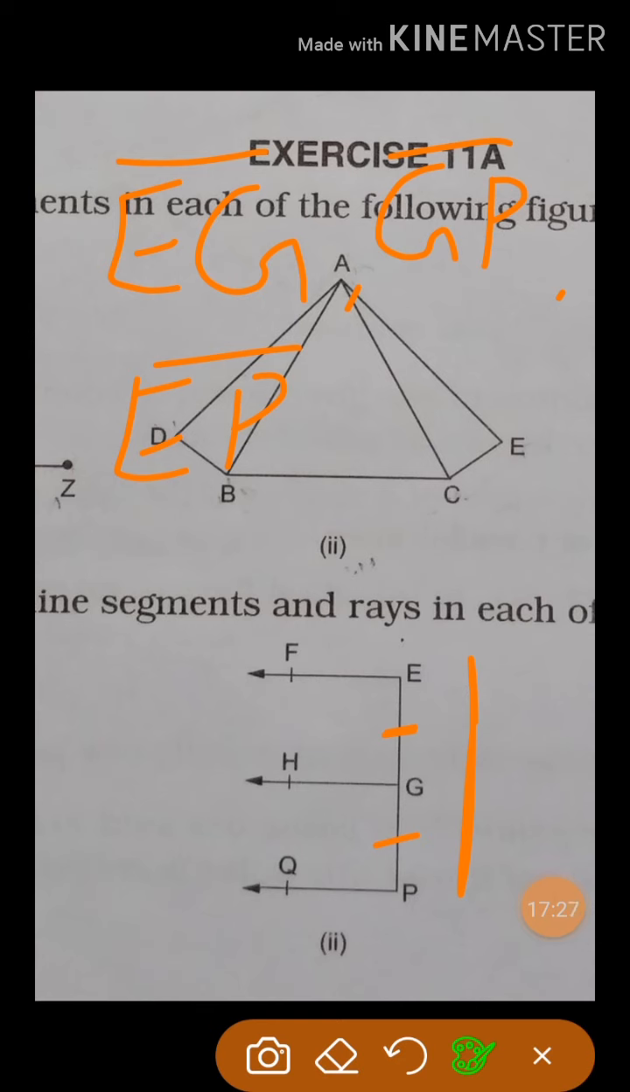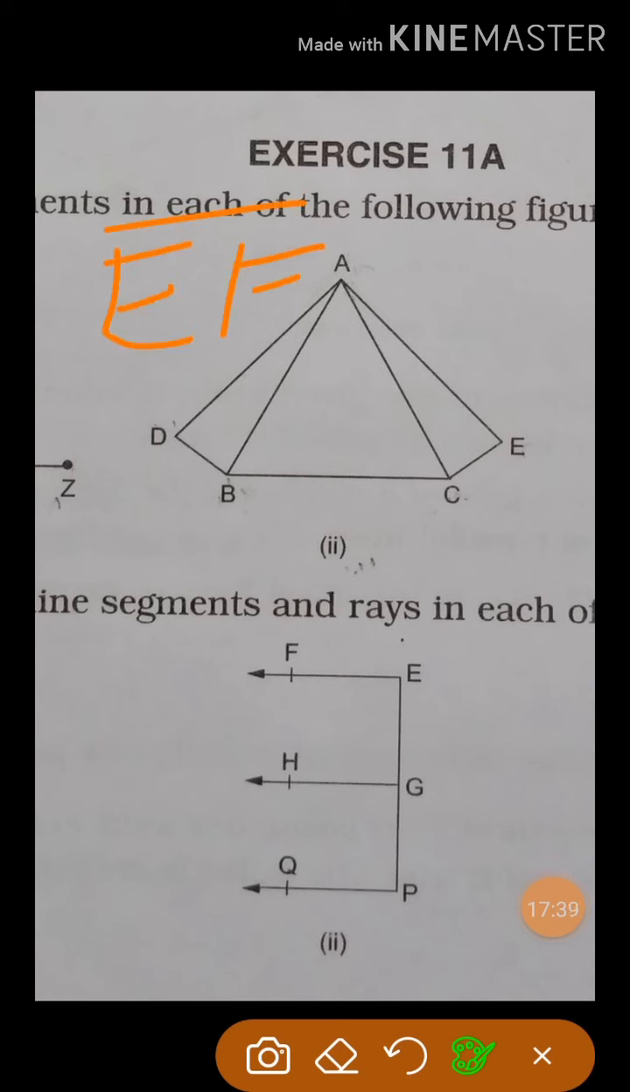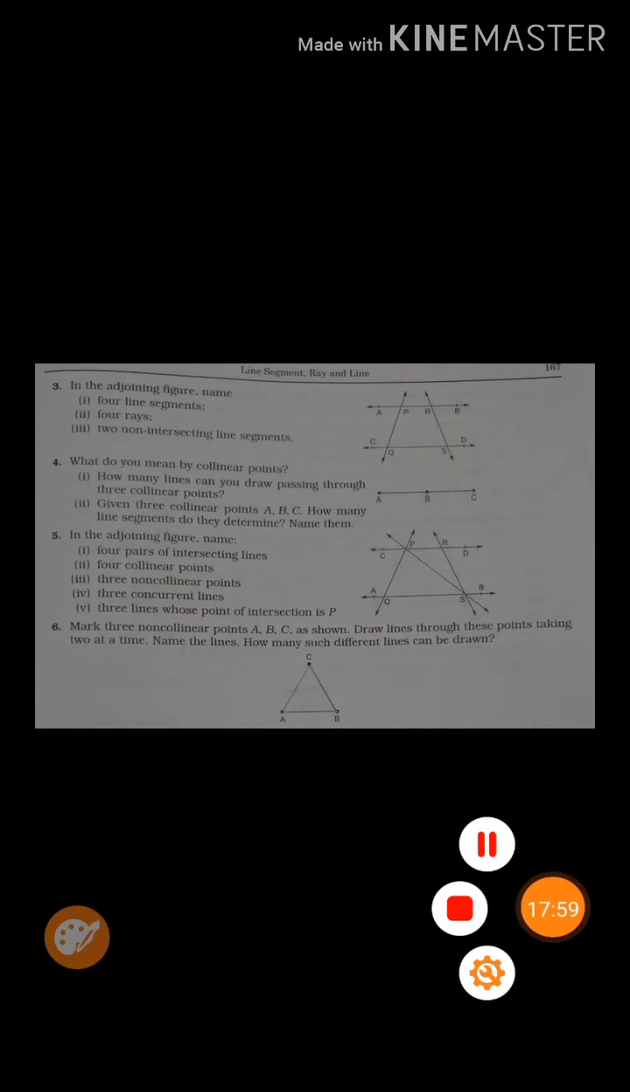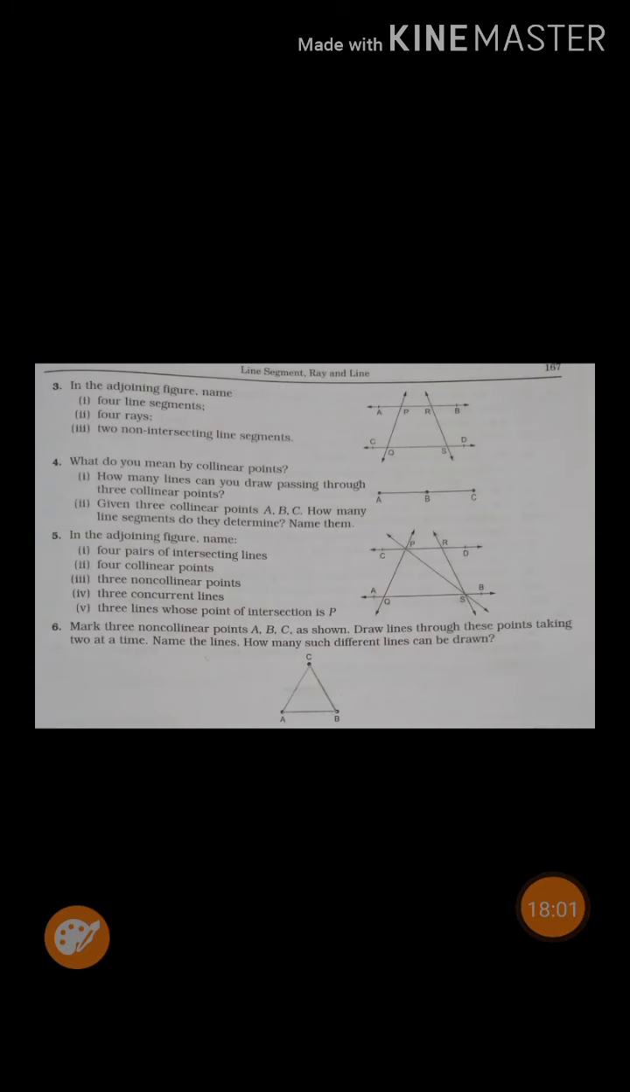Now come to the rays. How many rays are here? The first ray is EF. We shall write in this way. Now we are writing rays. EF, moving towards F, so make an arrow towards F. Then GH, write GH and make an arrow towards H. And PQ, moving towards Q, so make an arrow towards Q. These are the 3 rays. In this way you will practice all the questions of this exercise.